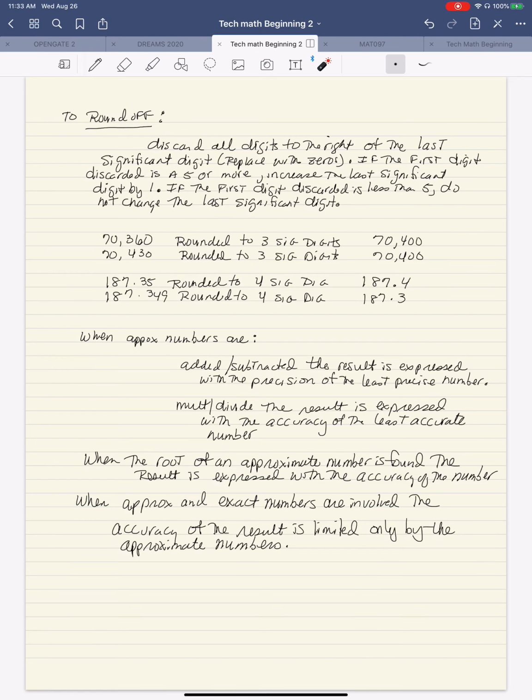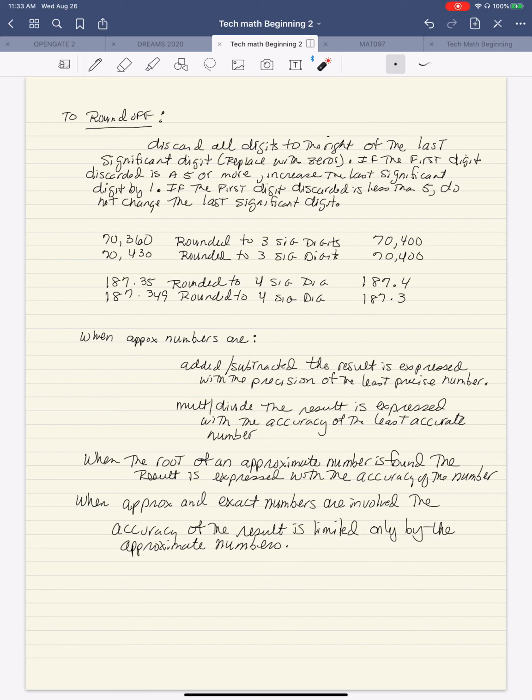And when you're rounding off, discard all the digits to the right of the last significant digit, replace it with zeros. If the first digit discarded is a 5 or more, increase the last significant digit by 1. If the first digit discarded is less than 5, do not change the last significant digit. So 70,360, if I round this off to three significant digits, 1, 2, 3, there's a 6 here, so I have to round that up to 4, so it'd be 70,400.